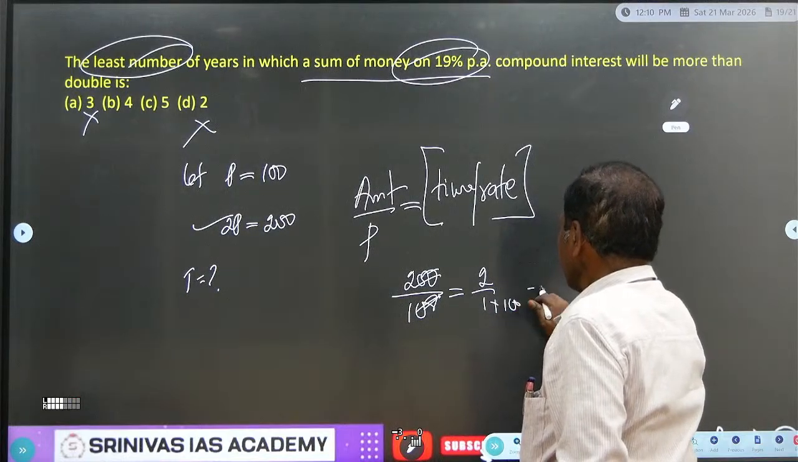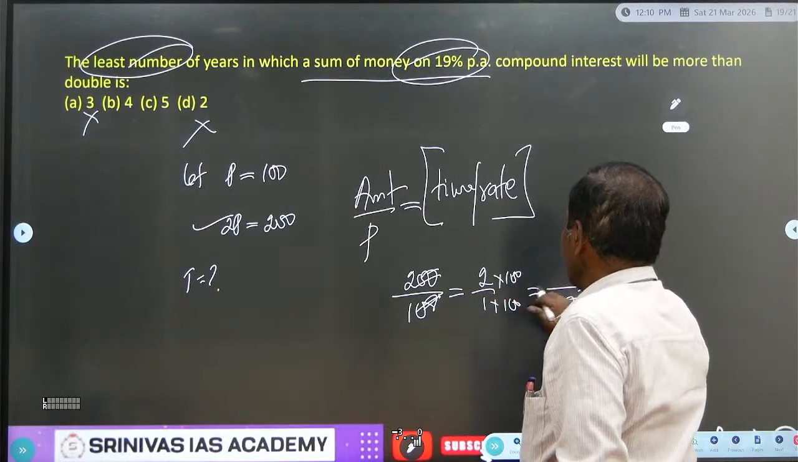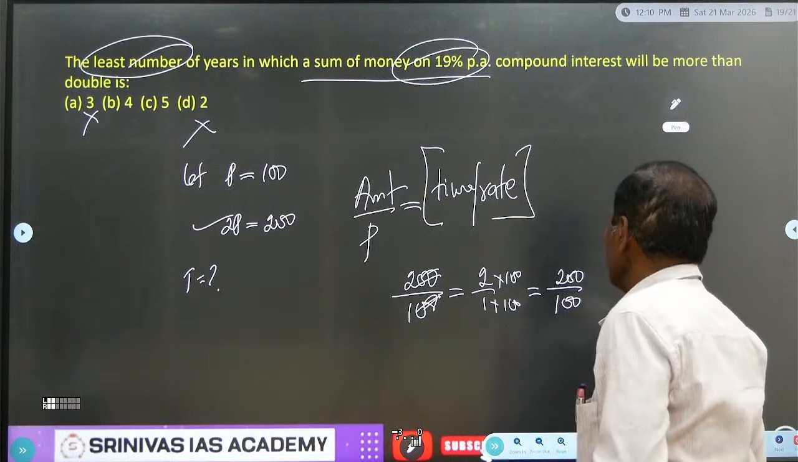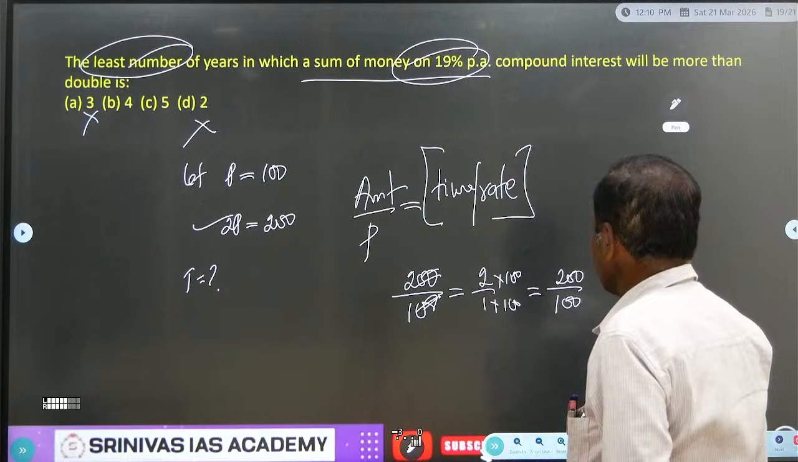If you take 100, that becomes 100%. This is into 100, 200. Say like 200%, the amount has become double. It means 20%. What is the time? We can say that is.